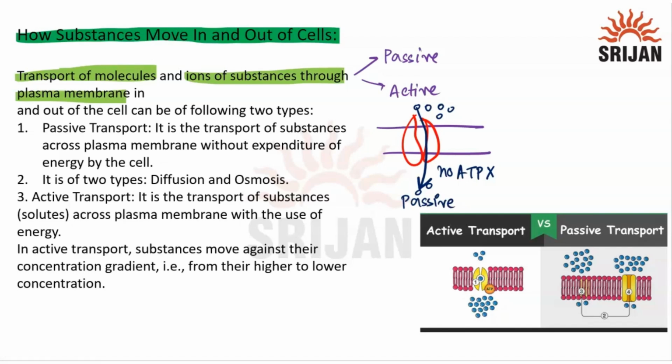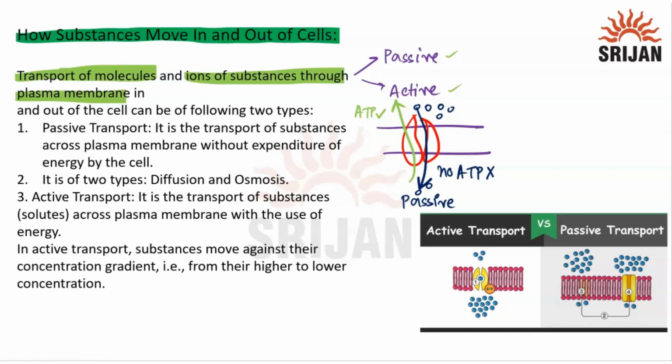But if the scenario is different, that means the molecules are going from low concentration to high concentration, then definitely ATP is needed, and that is called the active process. So an active process is something where we need ATP. We need a push. We give them a push, saying, please go there.